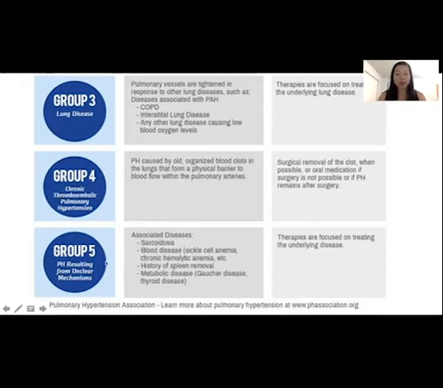Group 5 pulmonary hypertension is pulmonary hypertension resulting from unclear or multiple different mechanisms. The associated diseases include sarcoidosis, blood cell diseases like sickle cell anemia or chronic hemolytic anemia, and certain bone marrow disorders, a history of spleen removal, and metabolic diseases like Gaucher's disease and thyroid disease. The therapies for this type of pulmonary hypertension are focused on treating the underlying disease.